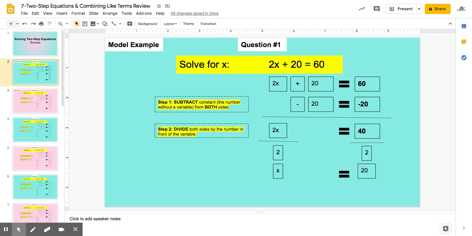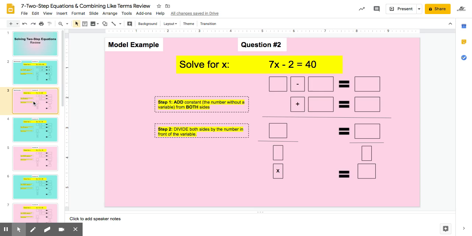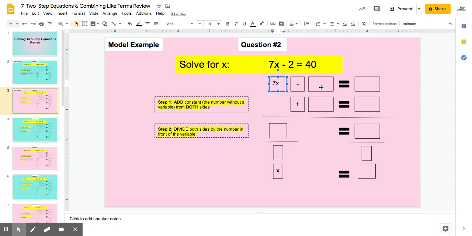Okay? Remember, big takeaway for today, boys and girls, make sure you are doing the same operations with the same numbers to both sides of the equations. Okay? We'll do one more. Number 2, again, we have another equation. So my first step is to type this in the first row of text boxes.